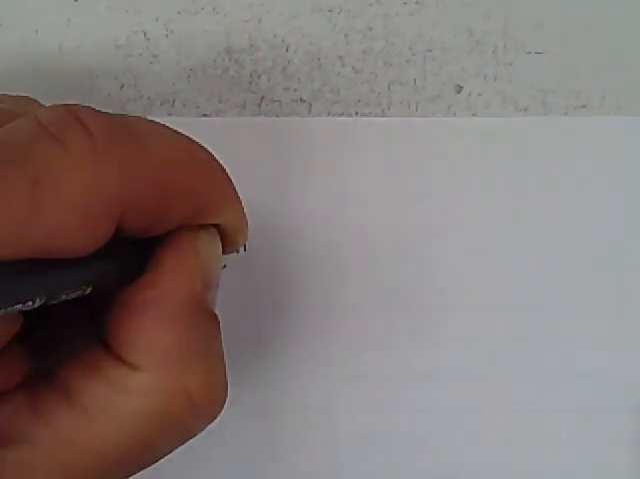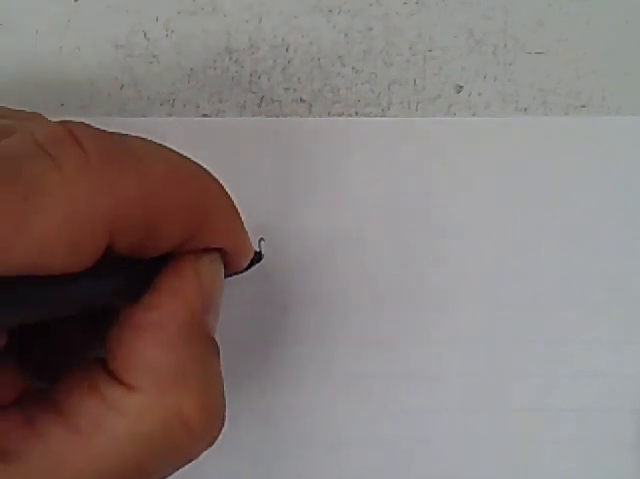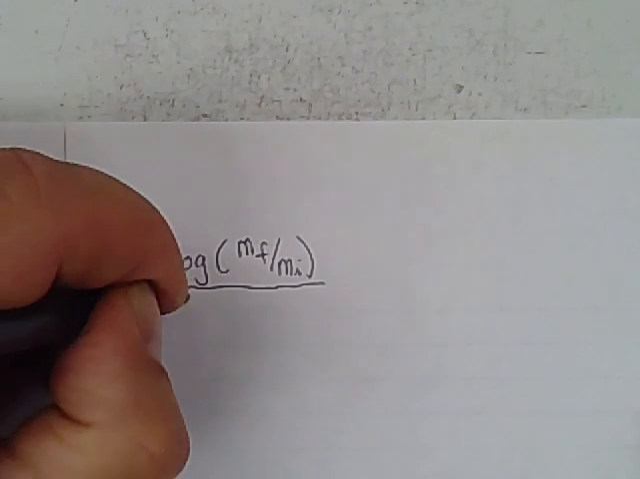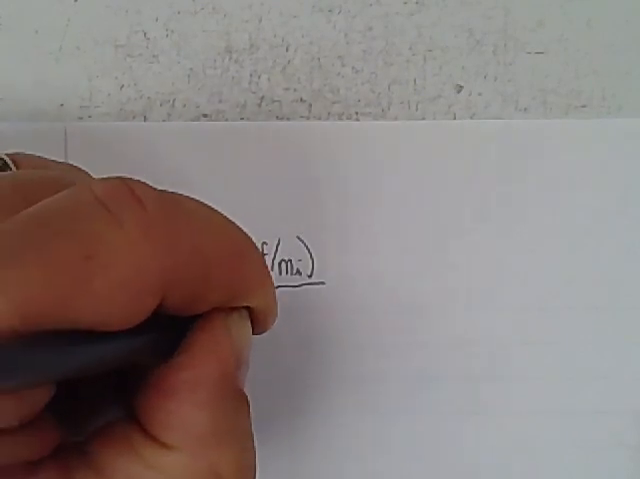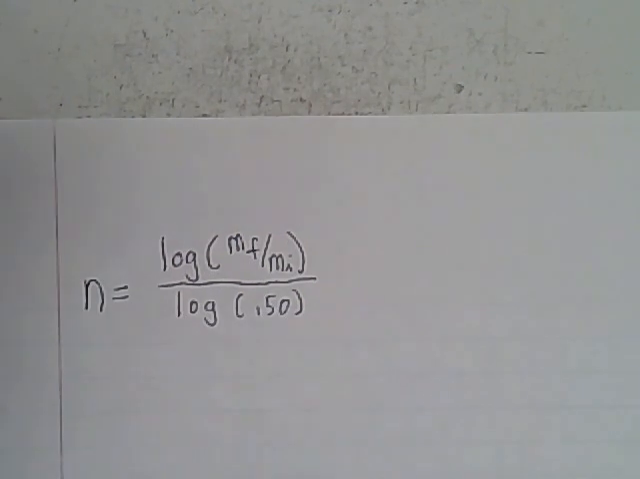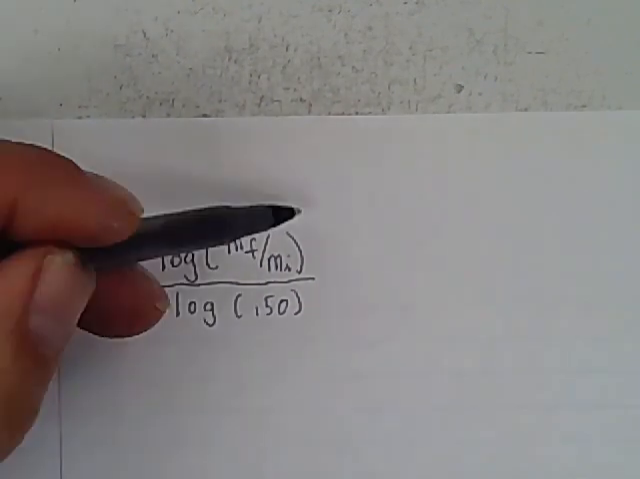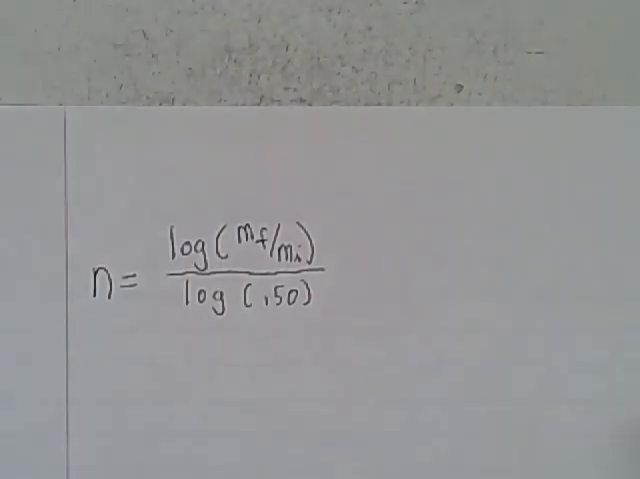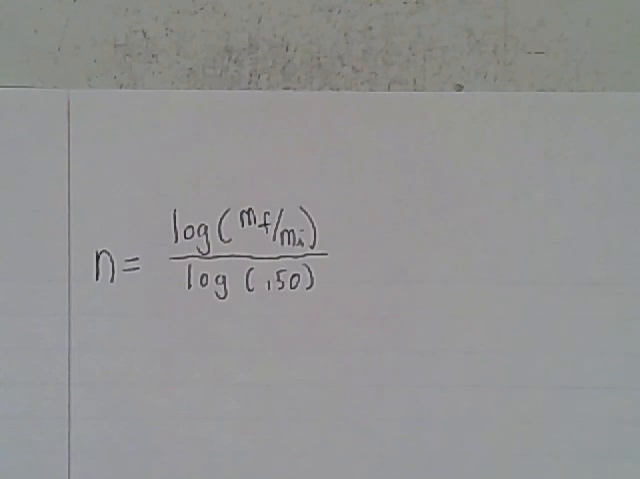So I'm going to write it one more time, somewhere where you can see it. N is the log of the ratio of final mass over initial mass divided by the log of 0.5. And not that it matters to you students, but last period we established this also works if you do it using natural logs. You get the same result. Just pick one and stick with it. Okay, we need an example.